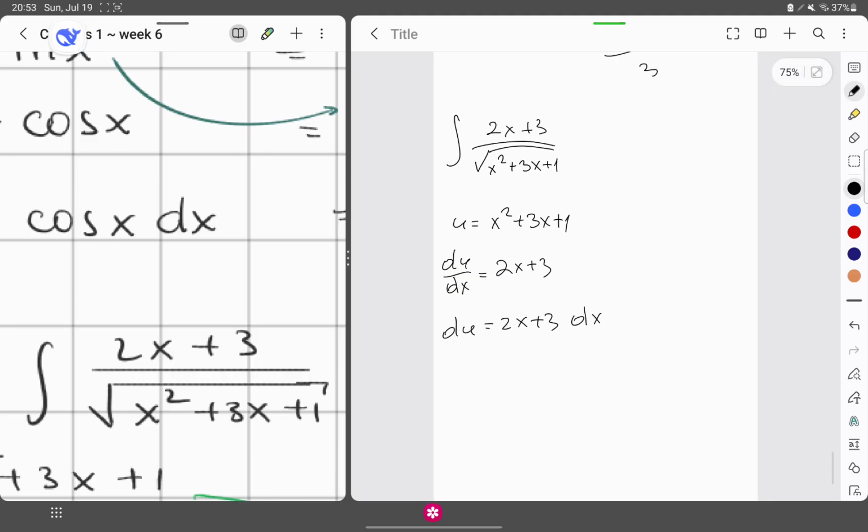And let's substitute 2x plus 3 over x squared plus 3x plus 1. It is u to the power of negative 1 over 2. Oh, sorry, dx. We also have dx.